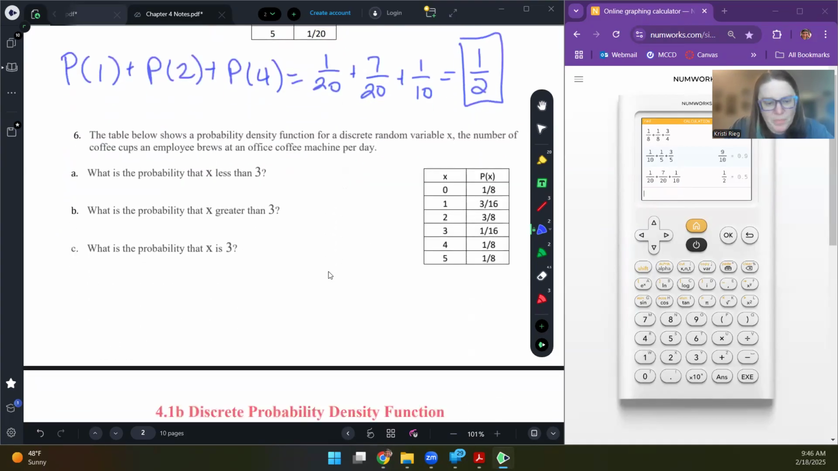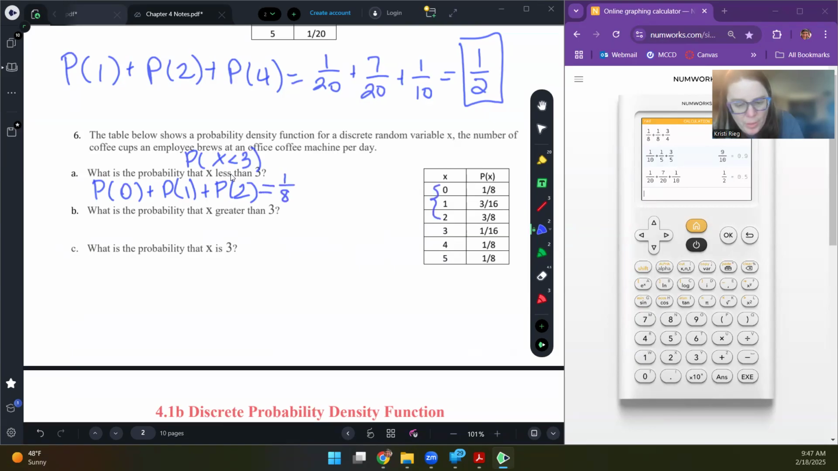All right, last one. This shows a probability density function. So again, we don't have to check it because it says it already is. The number of cups of coffee. So first, what is the probability that x is less than 3? Okay, less than 3 is the probability of 0, 1, and 2. That is what less than 3 is. So that would be these 3.